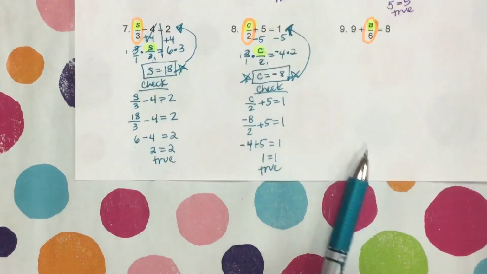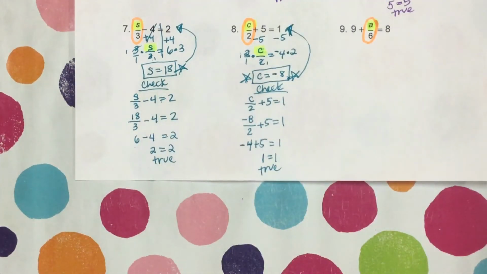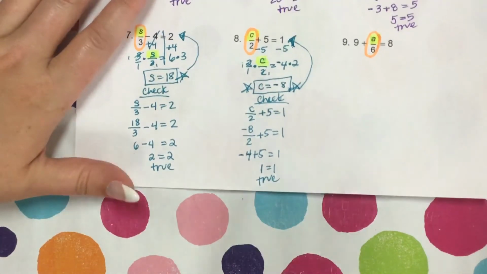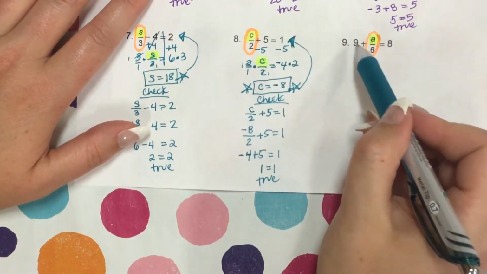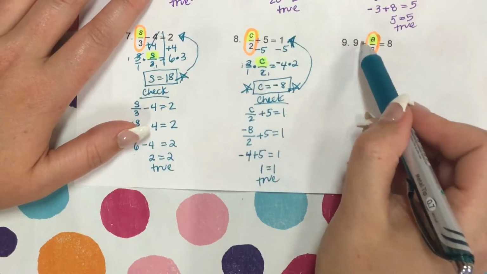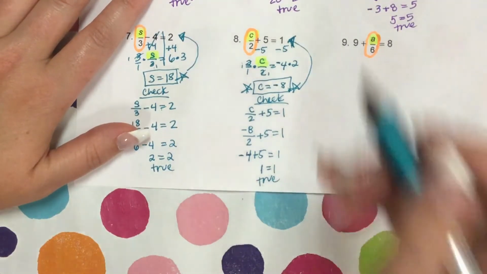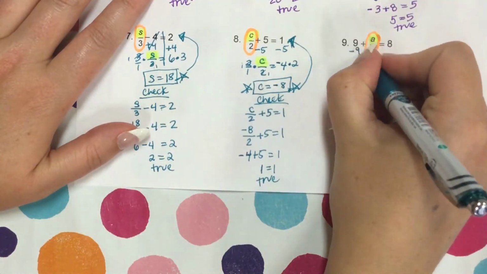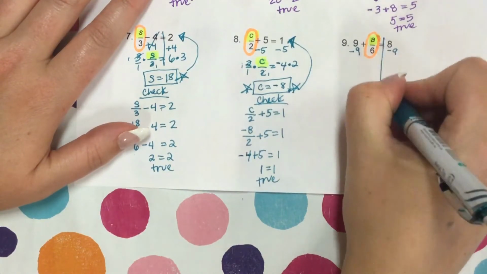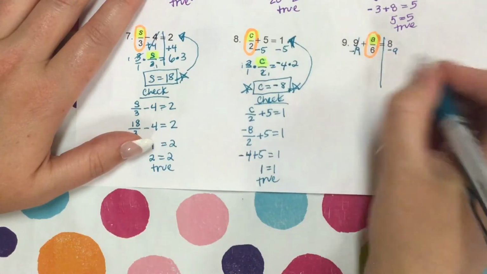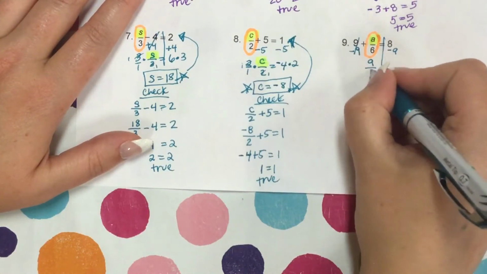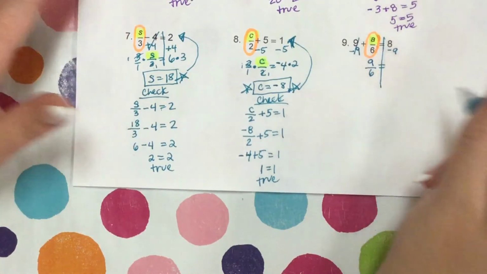Okay, so we have to get rid of this 9 plus bit. So how is the 9 related to A? It's related through addition. So we have to do the inverse operation, and it's a positive 9, so that means we're going to subtract 9 from both sides of the equation. 9 take away 9 is 0. They cancel each other out. We're left with A over 6 equals 8 minus 9.